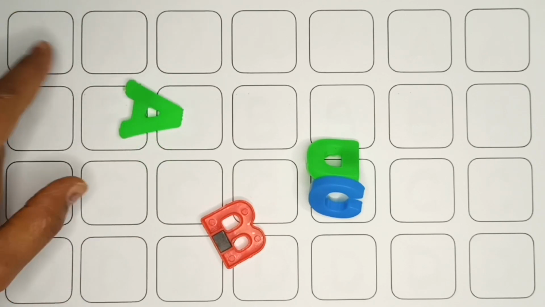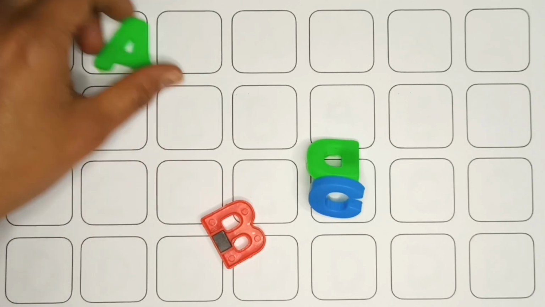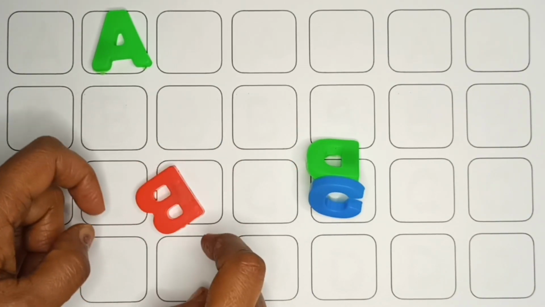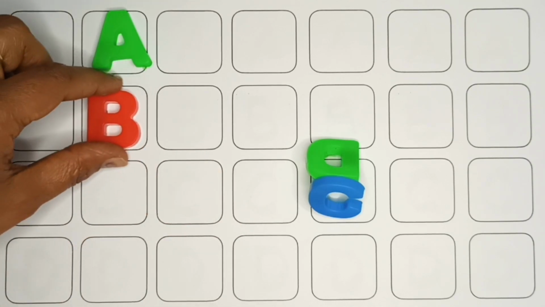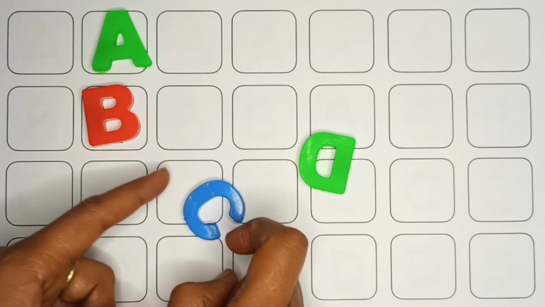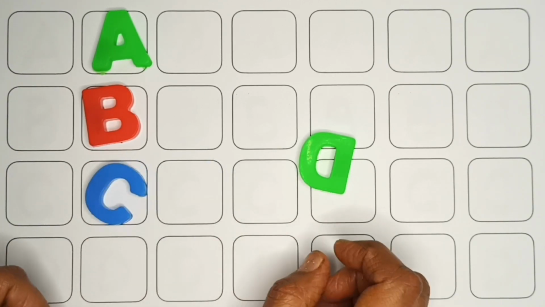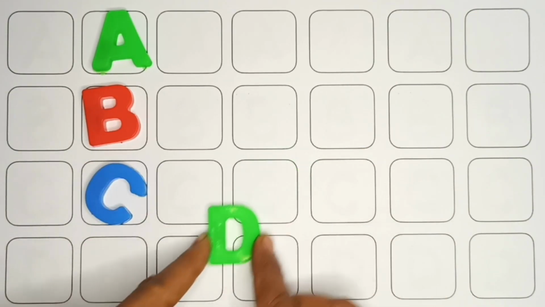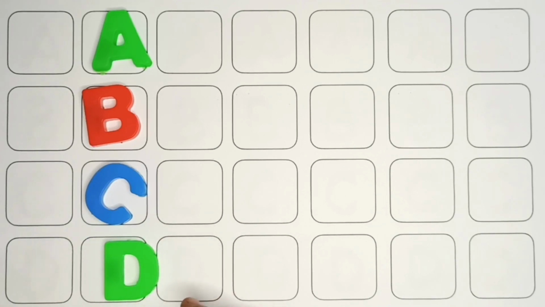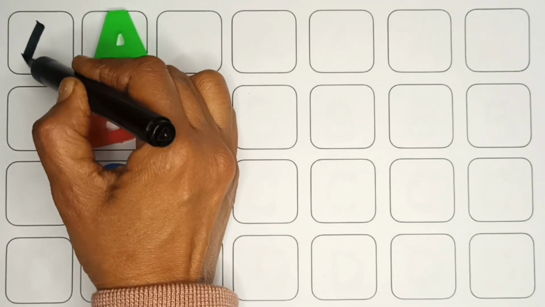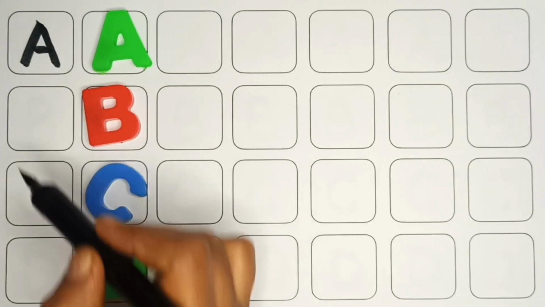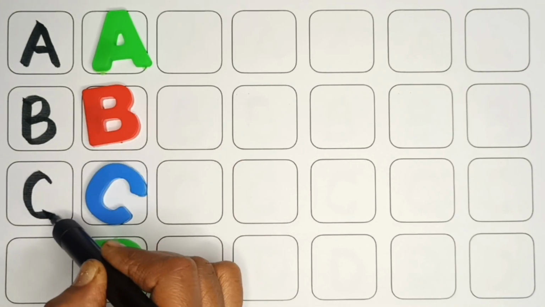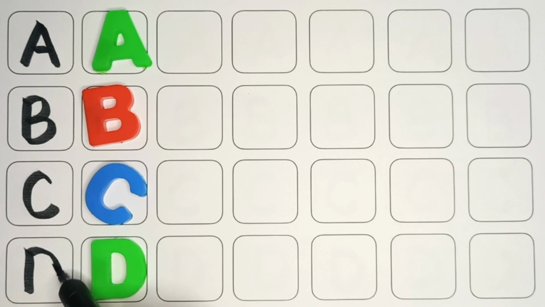A for apple. B for ball. C for cat. D for dog. A, B, C, D.